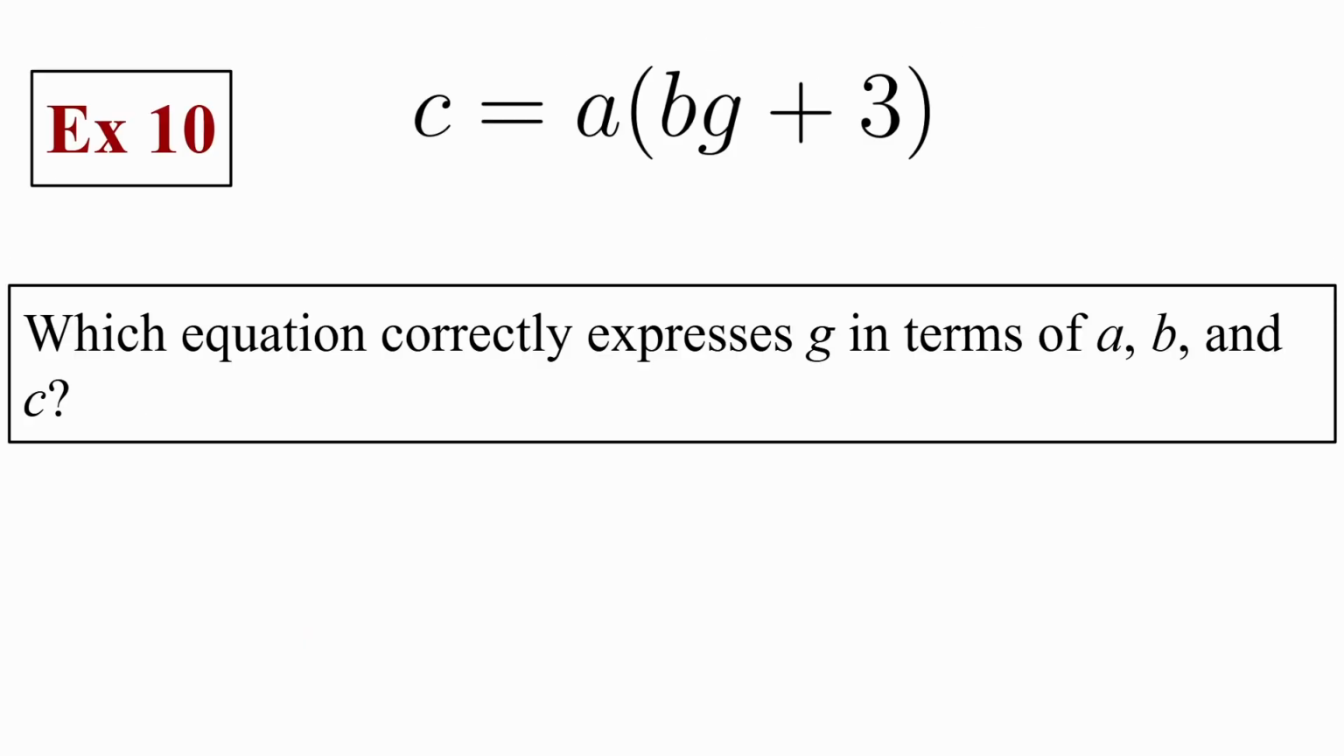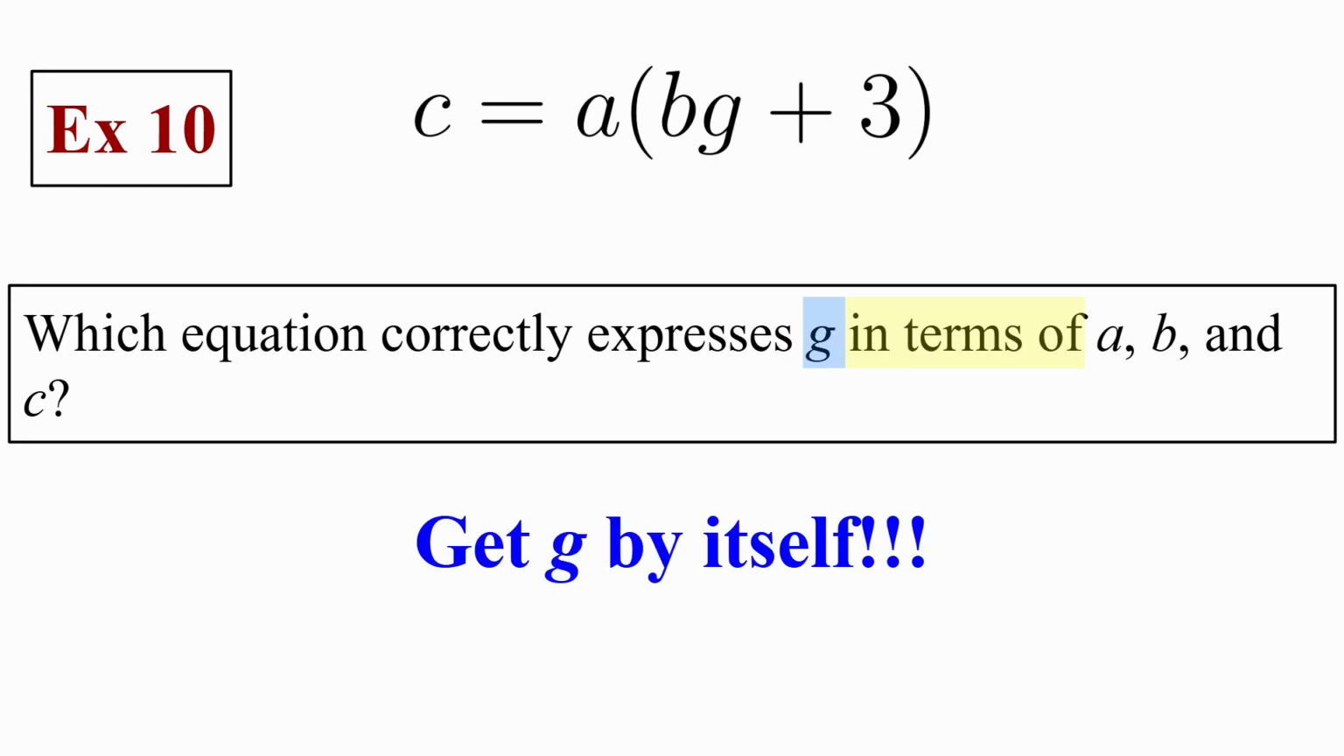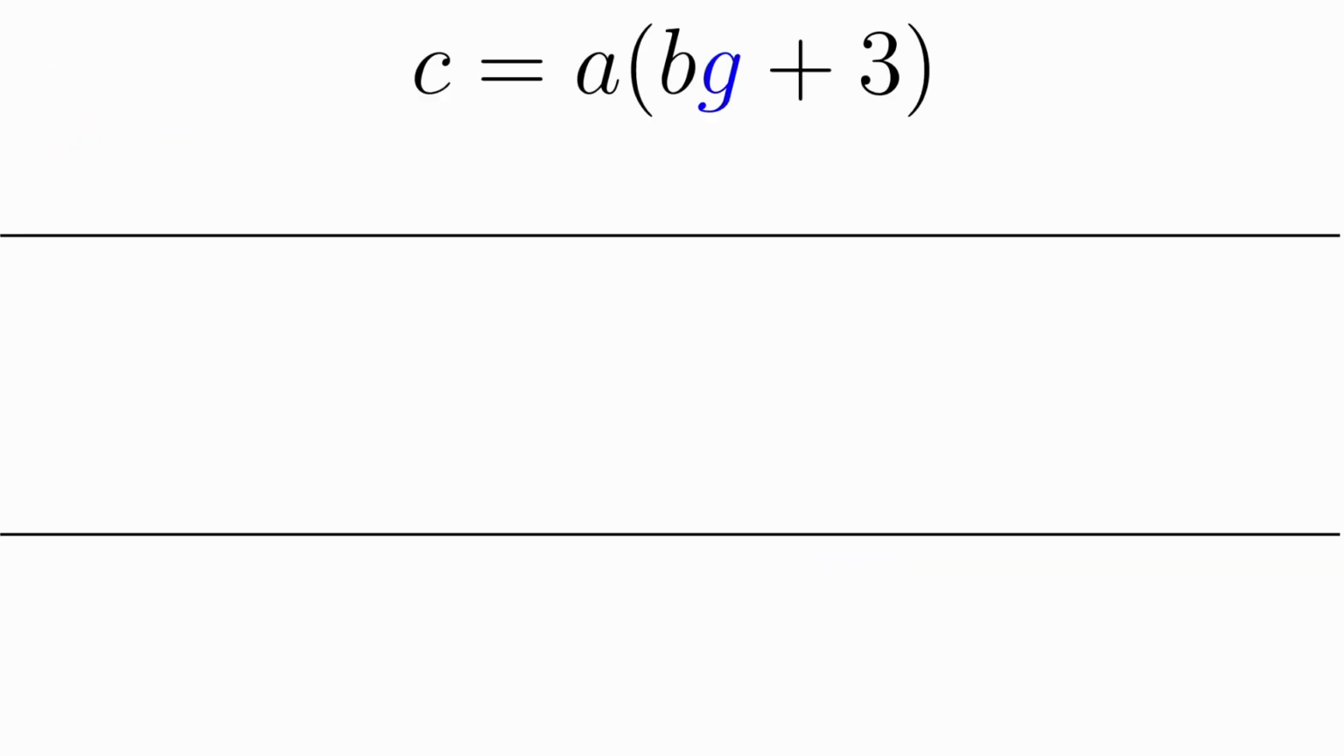Okay, lastly, we've got example 10. Once again, we have this key phrase in terms of, and we need to get g by itself. Okay, first things first, that bg plus 3 is like a group, so we want to tackle that last, parentheses, tackle last. But multiplication we'll do before that a on the outside.